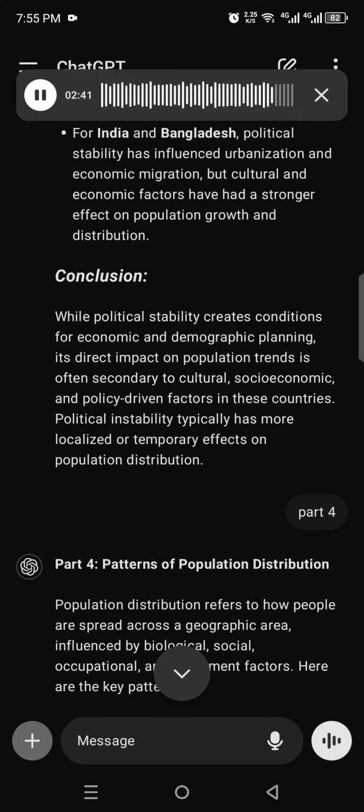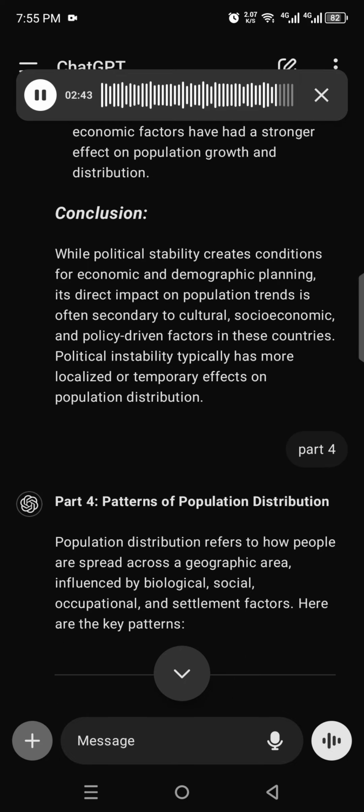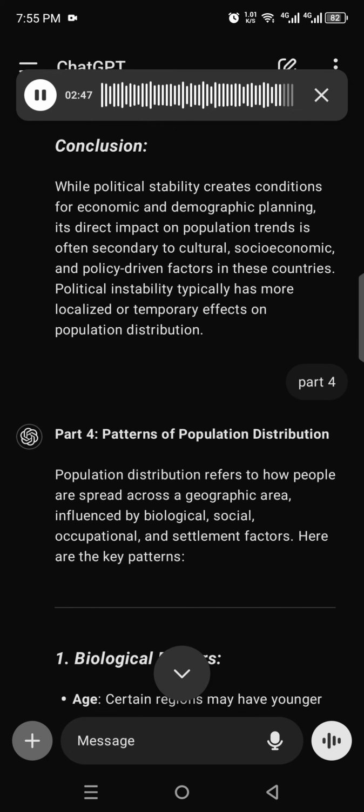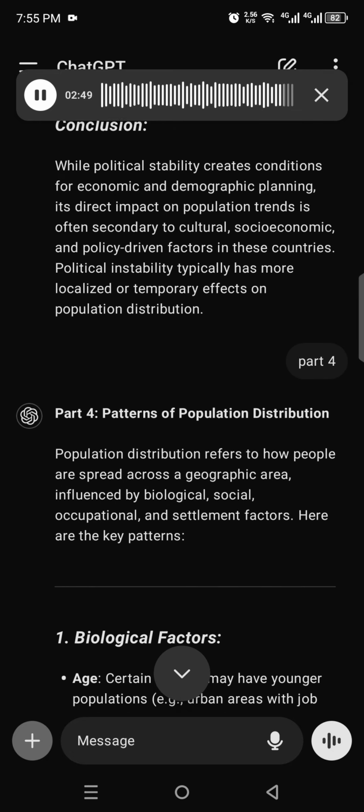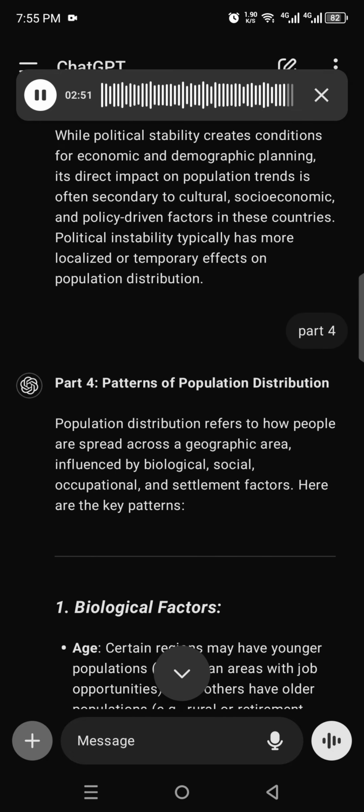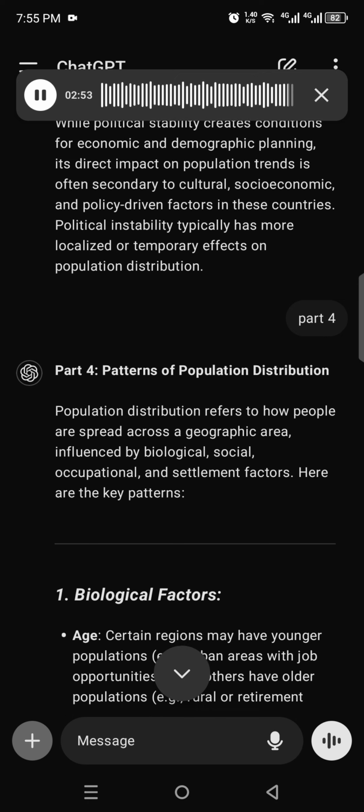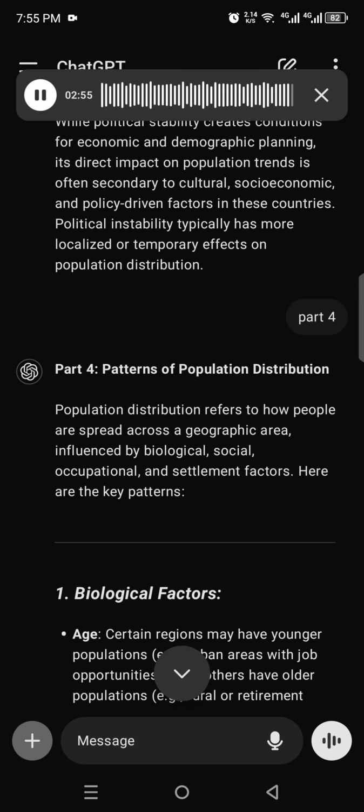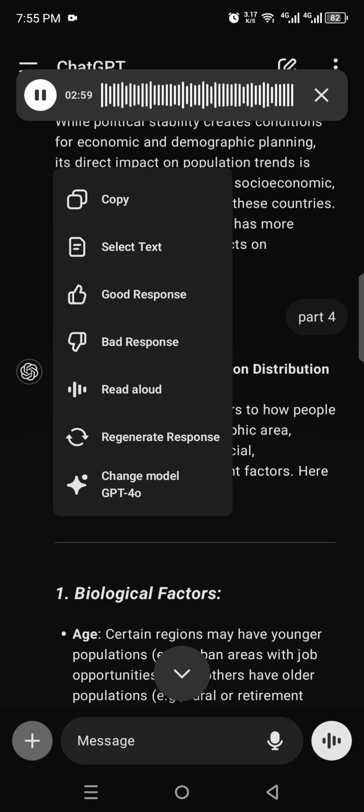Conclusion. While political stability creates conditions for economic and demographic planning, its direct impact on population trends is often secondary to cultural, socioeconomic, and policy-driven factors in these countries. Political instability typically has more localized or temporary effects on population distribution.